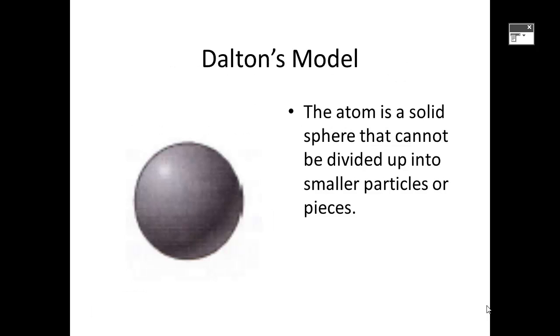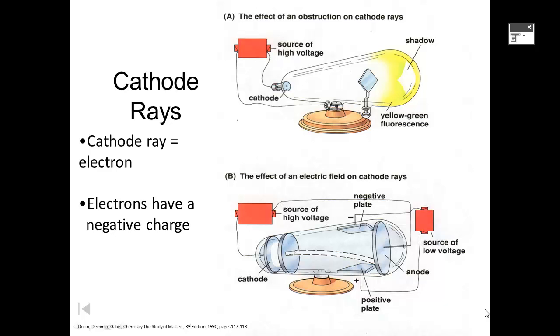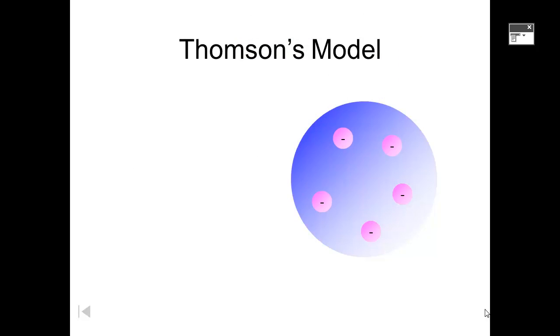So Dalton's model is a solid sphere that cannot be divided into any smaller pieces. That's a key idea here. That's the first model of the atom. I like to call it the pool ball atom, like the billiards. Like they're just solid spheres. All right. So let's come back to this in a sec.